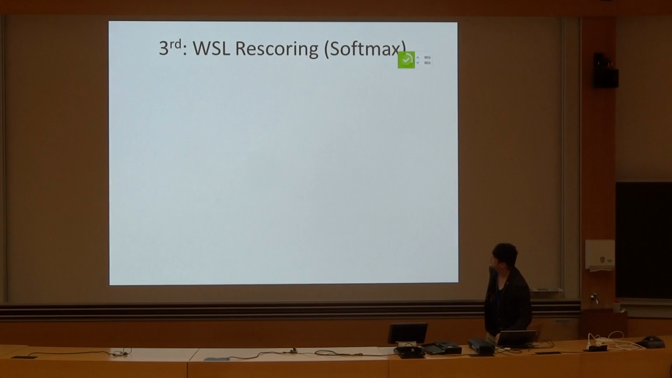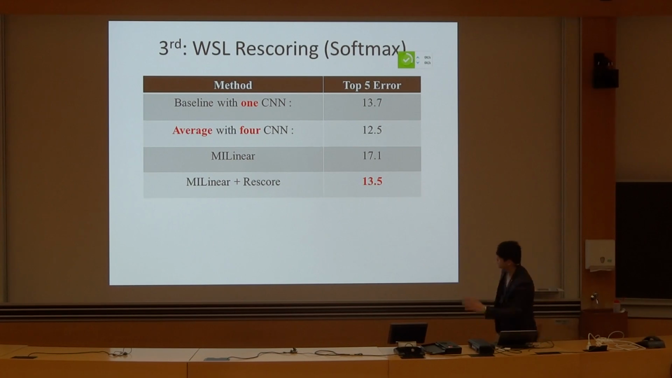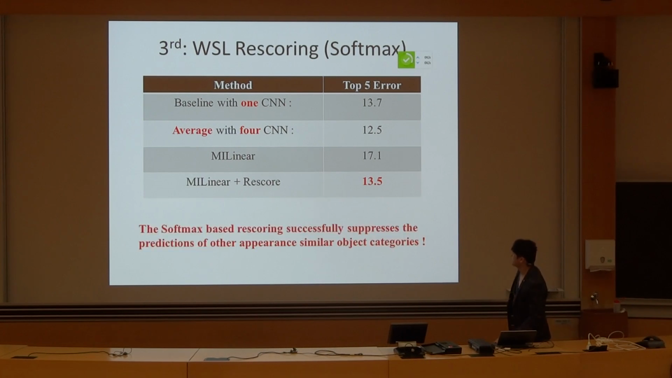Next, the third result is our rescoring result. We use the softmax. Here I list all the results. The baseline is 12.5, and directly weakly supervised learning is 17. If we use a rescore on this weakly supervised localization, we got almost a 4% improvement, which I think is a very large improvement. The softmax-based algorithm successfully suppressed the predictions of other appearance-similar object categories. So this is why it can work.